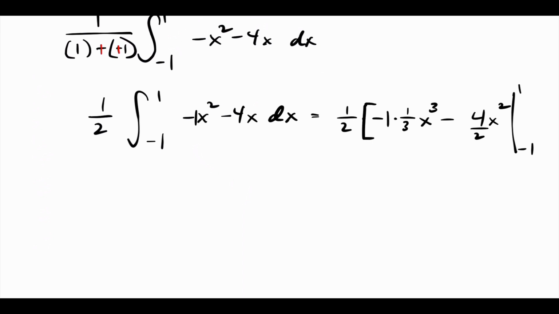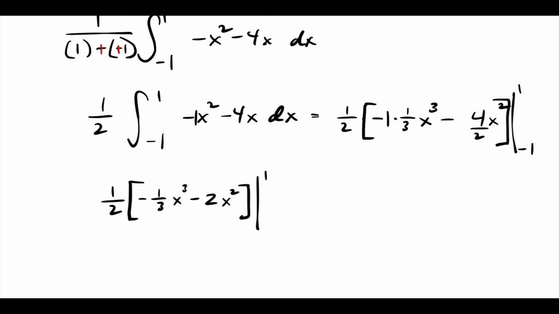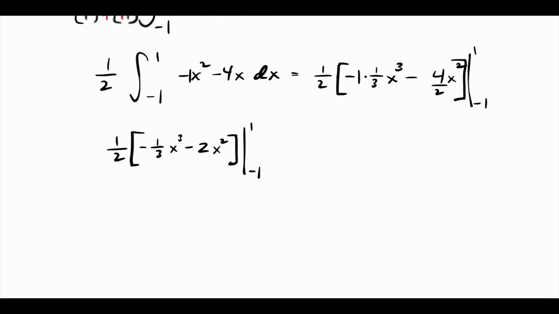Actually, you know what? I should have put these guys around here because the 1/2 is times it all. Okay, so let me clean it up. So we got 1/2 times negative 1/3 x to the third power minus 2 x squared. And I have to evaluate that from 1 to negative 1. Last step, plug in 1 for x, plug in negative 1 for x, subtract your answers just like we've been doing. See what you get.